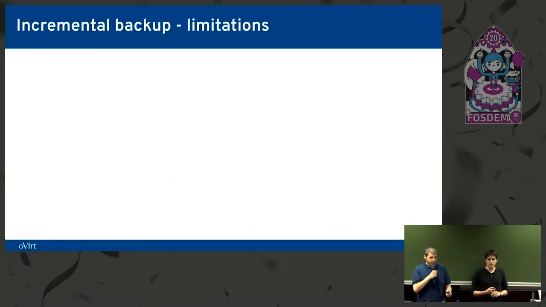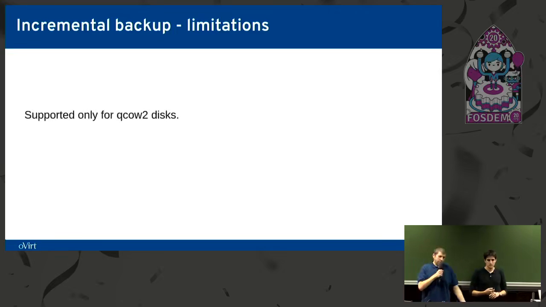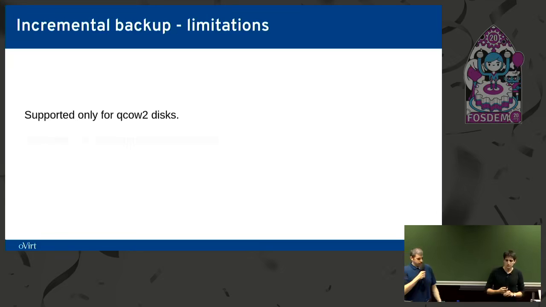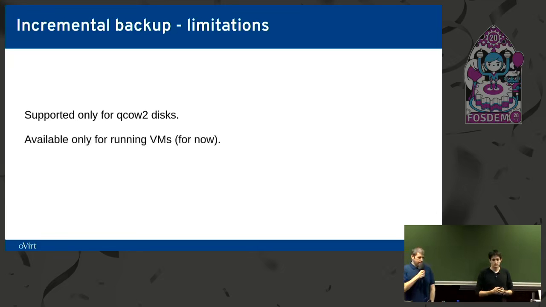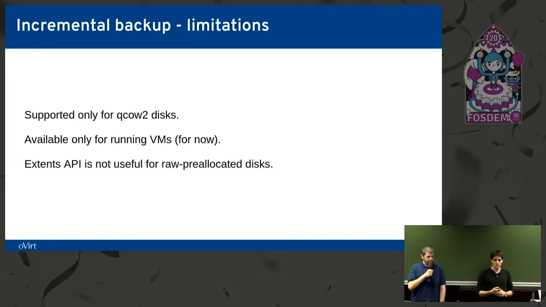Now, let's see the limitations. First, with supporting only QCOW disks, we need the features of QCOW to get the extents. Next, it's available only for running VMs now. We can support it later on for non-running VMs, but this is a current limitation. And last, the extents API is not useful for raw pre-allocated disks, since for a raw disk we get only a single extent, so we can't really do incremental.